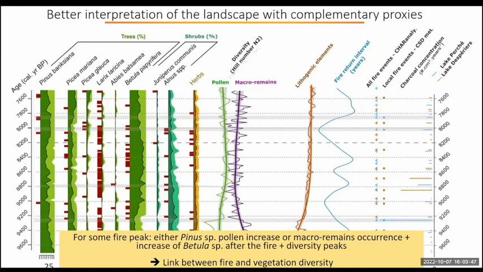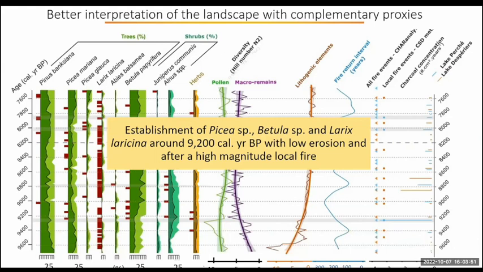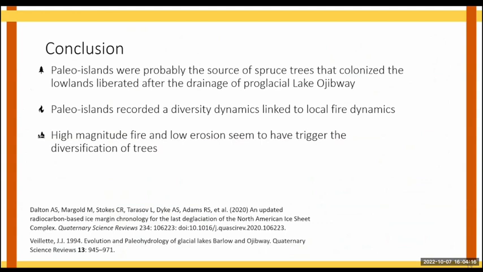But then another interesting fact is that we suppose that the high magnitude local fire we found around 9,200 years allowed an openness in the forest that made the establishment of Picea and Betula and Alnus possible. At the same time, the erosion was low. So yeah, that's it. We have an answer for our question.